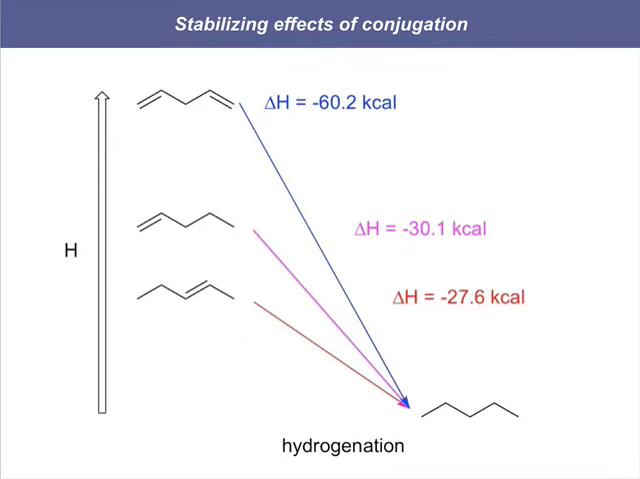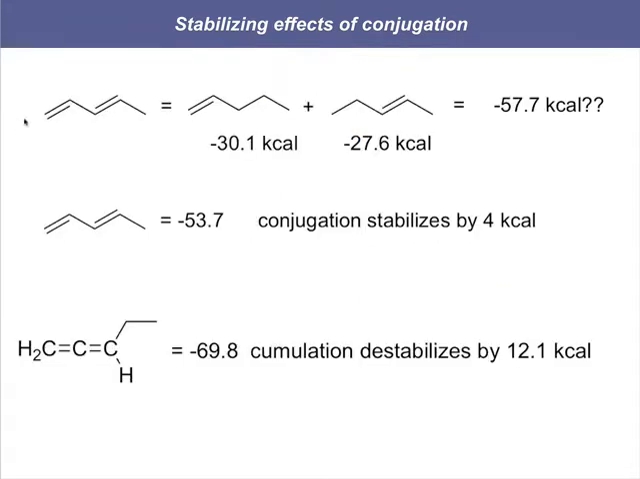So let's look at another example. Here we have another molecule with two double bonds. One of them is monosubstituted, which should have a heat of hydrogenation of 30.1 kcal.